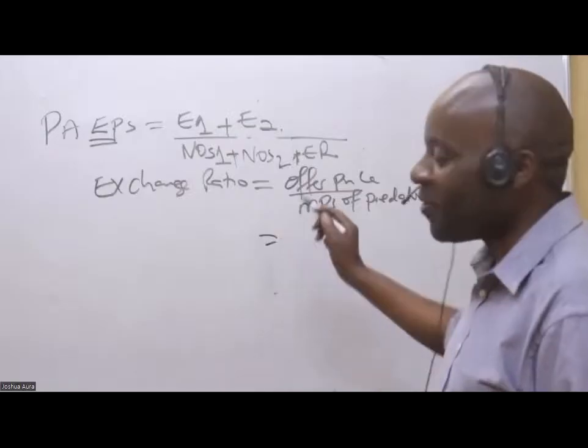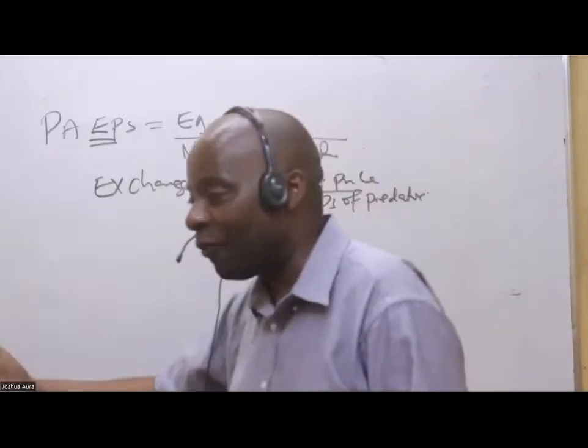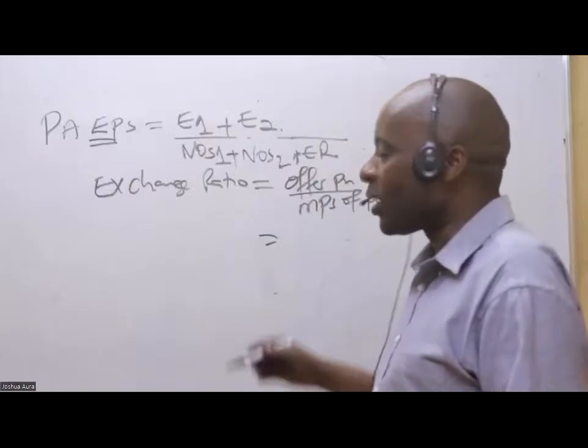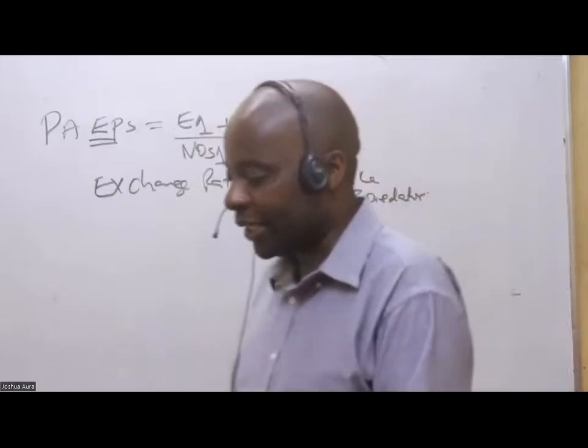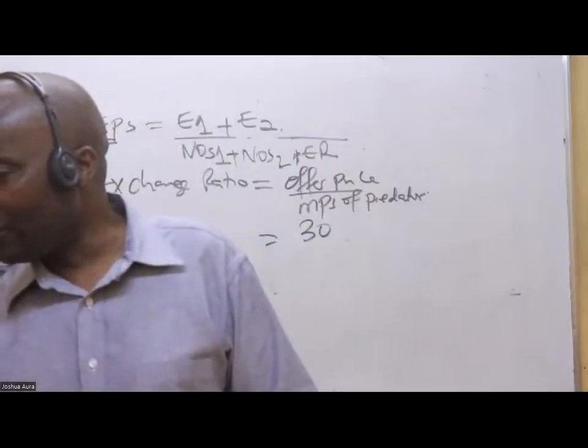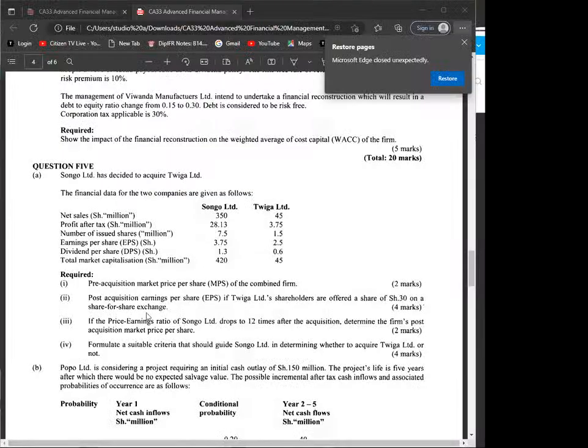So the offer price is how much? In this question, what is the price which has been offered? The offer price is 30. They've told us here, post-acquisition EPS, if BHE Limited's shareholders are offered a share of 30 on a share-for-share exchange. And then, ladies and gentlemen, I would rather be a little bit silent here. Is there somebody who can give me the market price of the predator here?